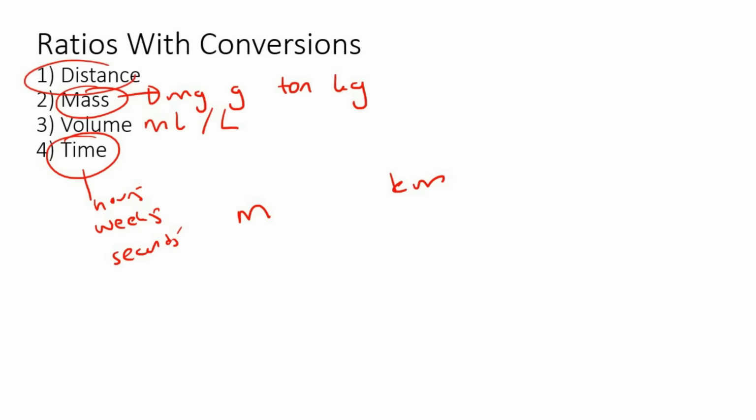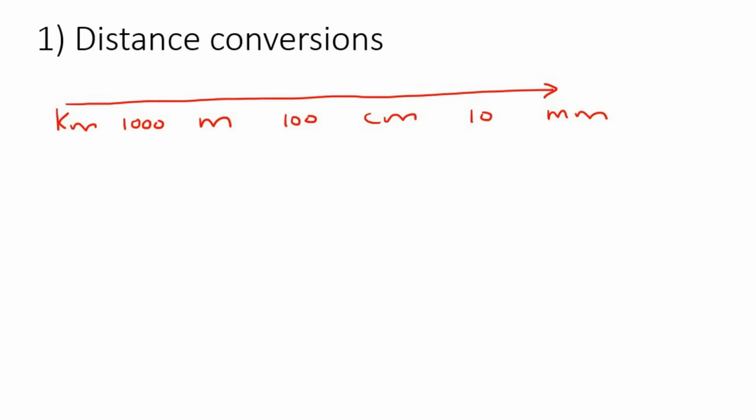Okay, so we're going to start with distance. So with distance, I just want you to write down the following. So we've got kilometers, then we've got meters, then we've got centimeters and millimeters. Okay, now in between here, I want you to put the number 1000. Then in between here, 100, and then in between here, 10. Then if you're going from kilometers to millimeters, you're going to multiply. And then if you are going this way, you are going to divide. Okay, so let me give you some examples so you can see what I mean.